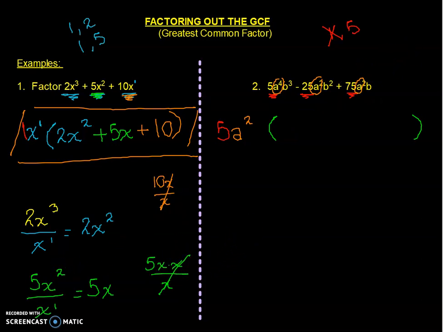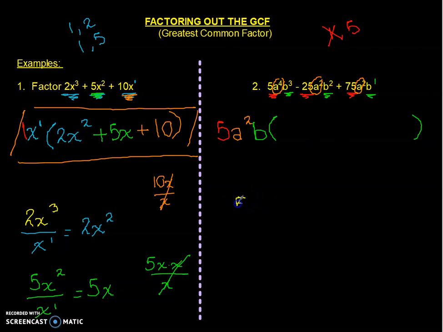And now I'm going to look at b. B to the third, b to the second, b to the first. They all have b, and now I'm going to take the lowest power then. And I'm going to divide this out of each one of these terms.